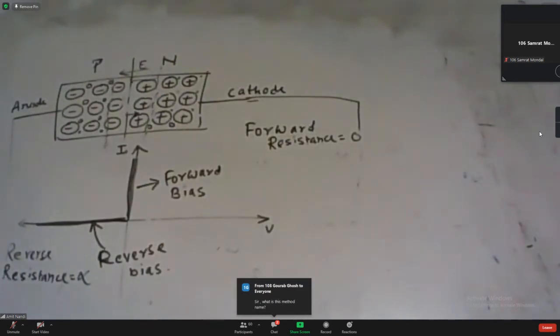Method name is diffusion and drift. Diffusion process means the carrier movement occurred due to the concentration gradient, and drift method means due to the external supply, carrier movement occurs. That is basically called the drift movement. Okay.